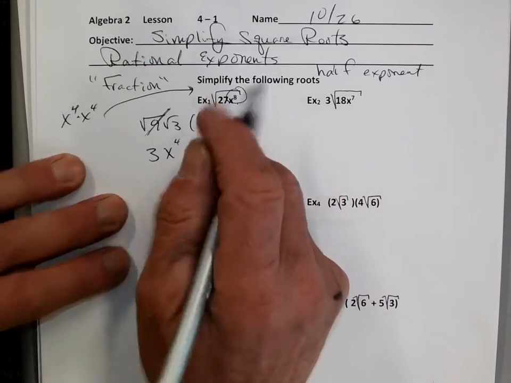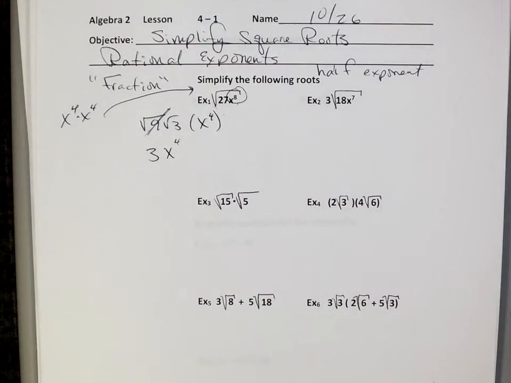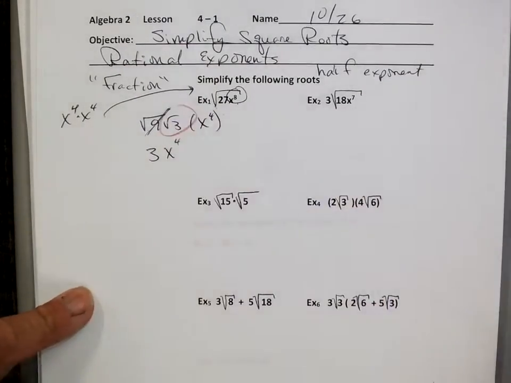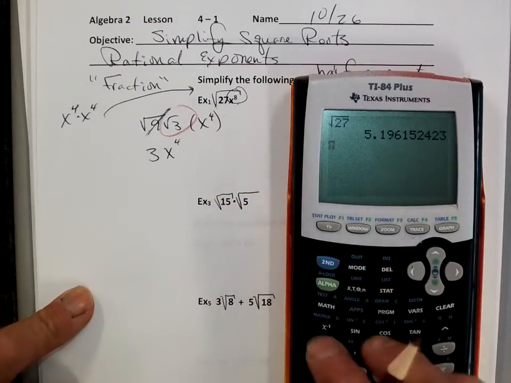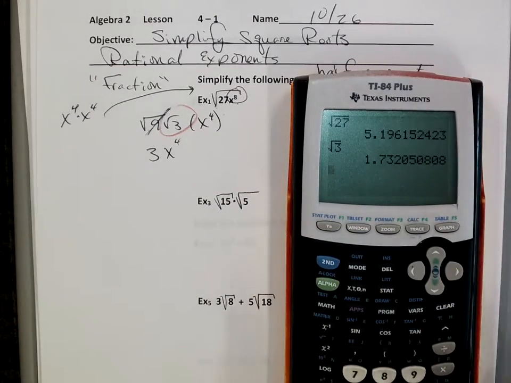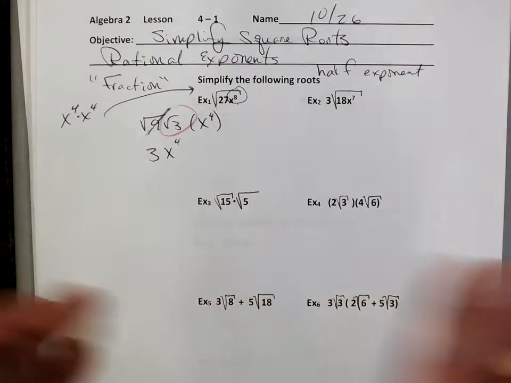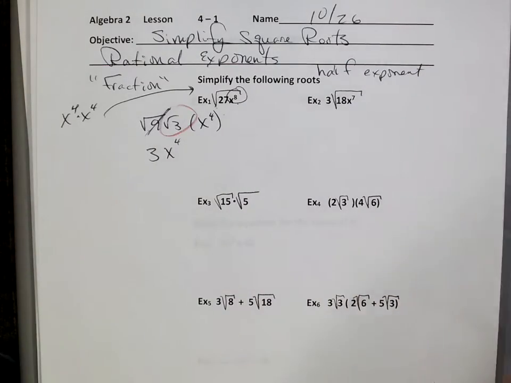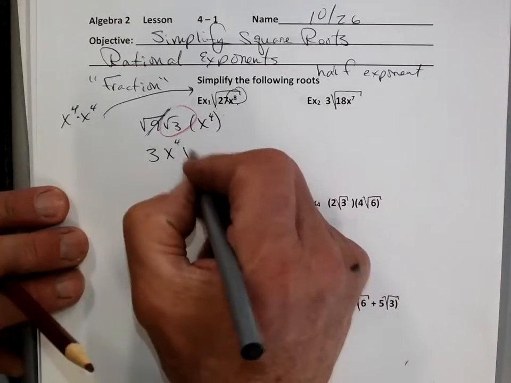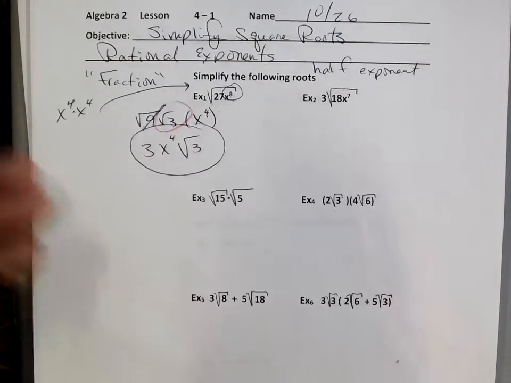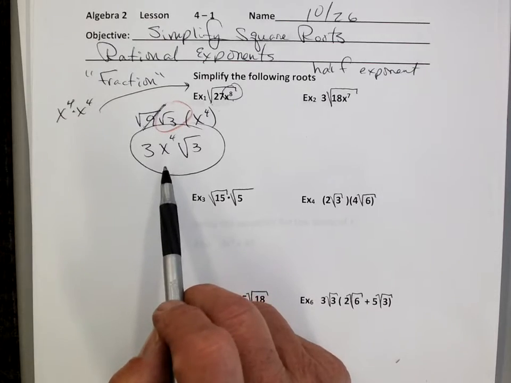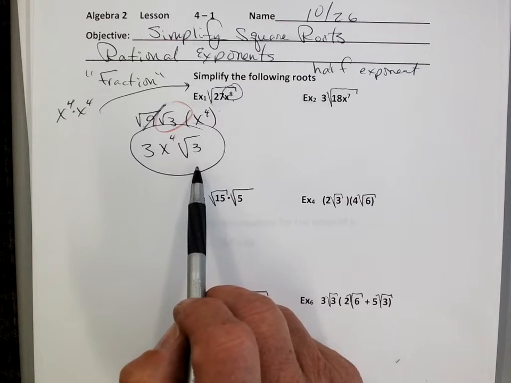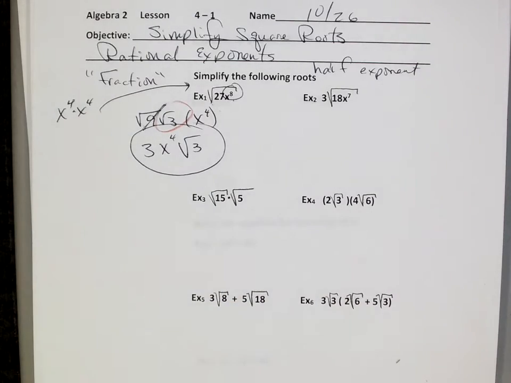And then what's left over is this square root of 3. The square root of 3 is another irrational number, 1.73, blah, blah, blah. So we have to leave it either as this ugly decimal, which we don't want to do, or we just leave it as the square root of 3. Again, we did this in geometry last year. So there we go: 3x to the fourth, square root of 3. That's my reduced answer.